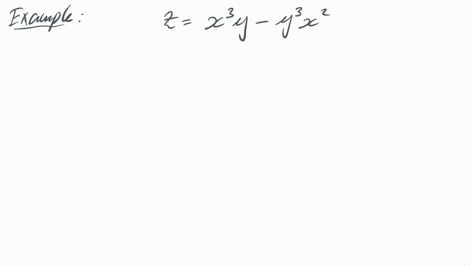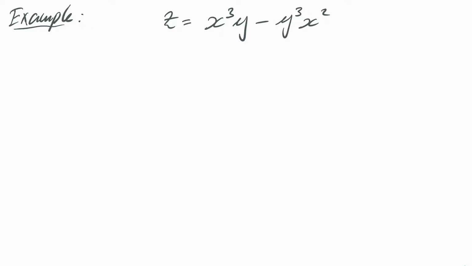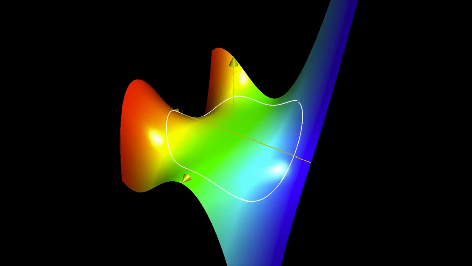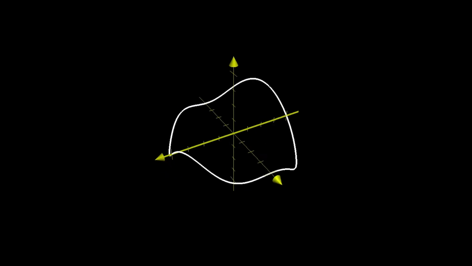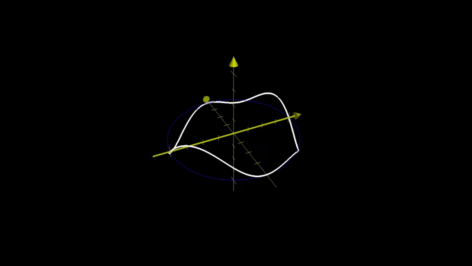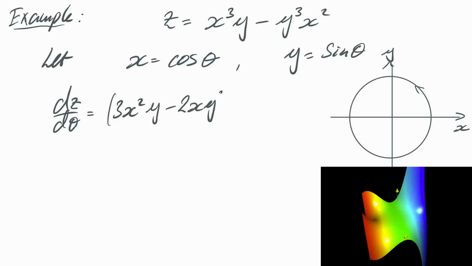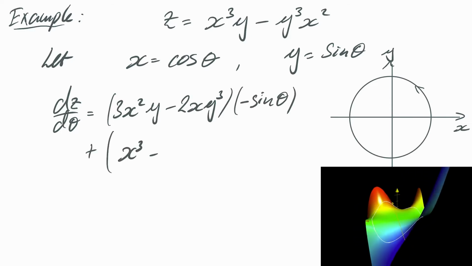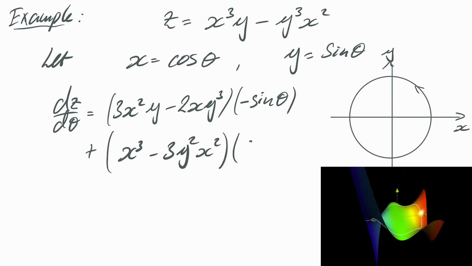So given the function z equals x cubed y minus y cubed x squared, let's find the change of this function as we move around the unit circle. That is, from a top-down view of the function, we want to move around the circle in this direction and ask how does the function change. We calculate the partial derivative with respect to x times the derivative of x with respect to theta, which is minus sine theta, plus the derivative of z with respect to y times the derivative of y with respect to theta, which is cos theta.